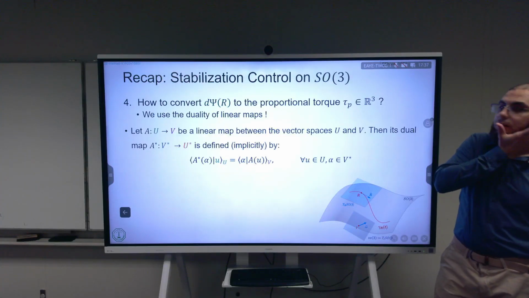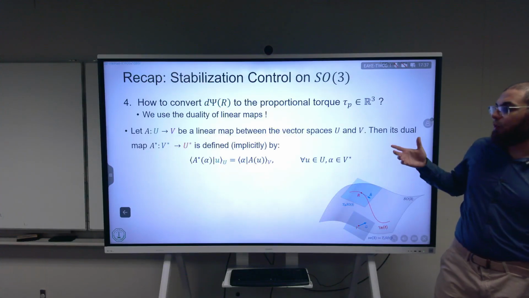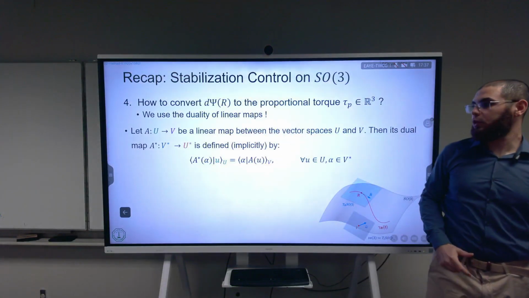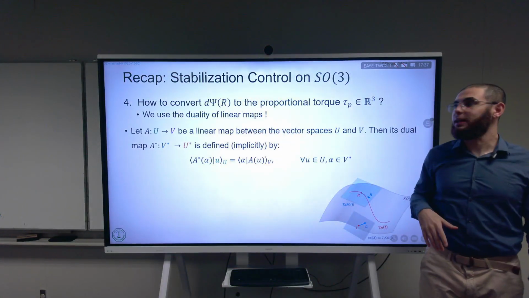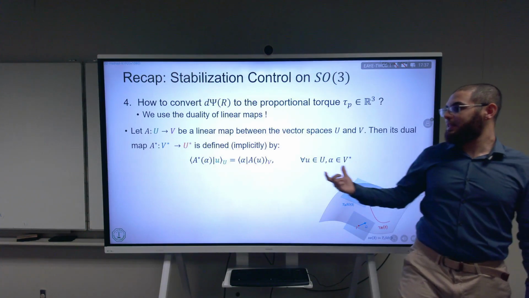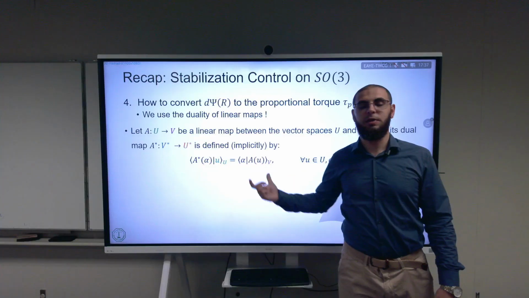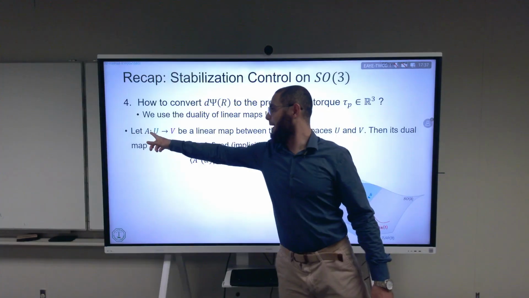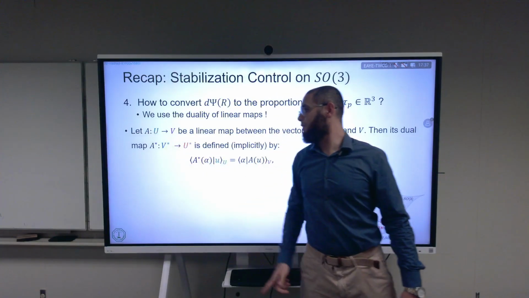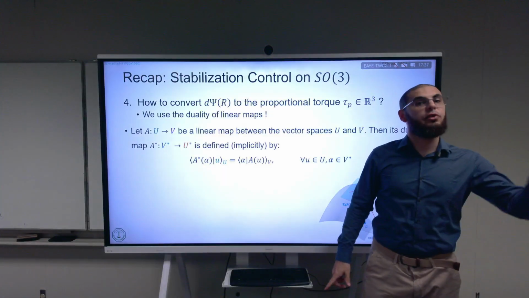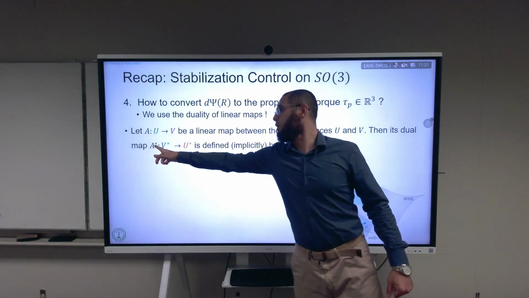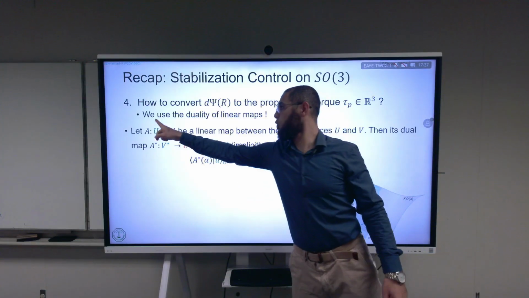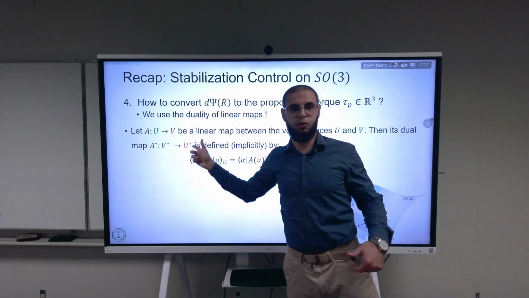And then we looked at, any question? Okay. Then we looked at how we can take this differential and convert it into a proportional torque. This was the most complicated part. And we said that in this step, we use the concept of the duality of a linear map. In general, if you have a map A that goes from vector space U to vector space V, then the dual of that map is another linear map called A star that goes from the dual of V to the dual of U. So they usually go in opposite directions. If this goes from U to V, this goes from V star to U star.